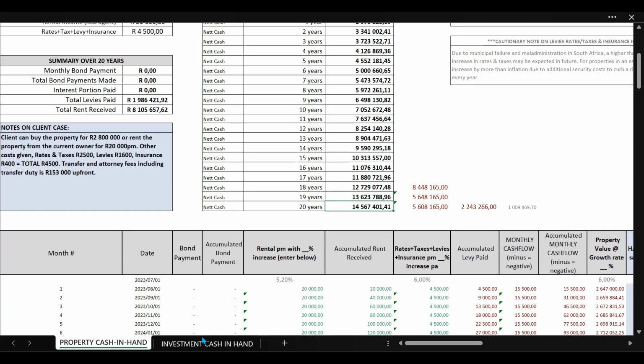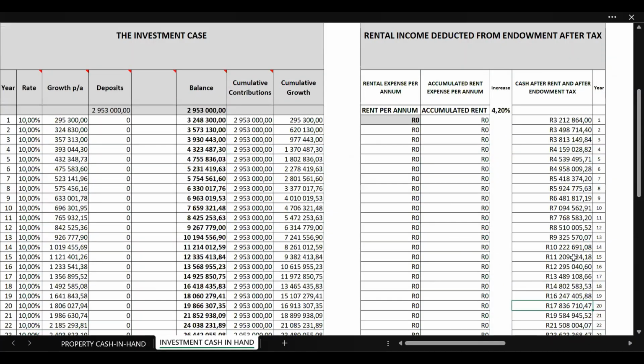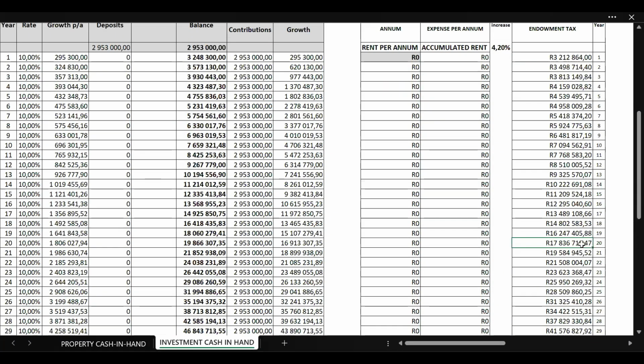And compared to the investment, once again, being 17 million, the investment will be about 19.8 million, the balance, but you will get 17.8 million out after tax. So the property really has to perform quite well in order to outperform this.